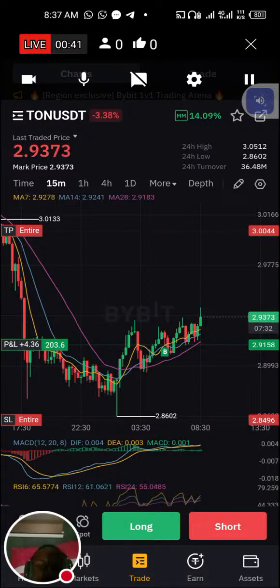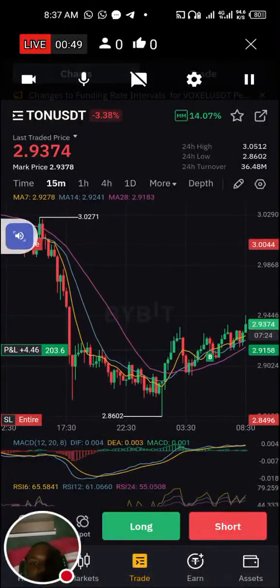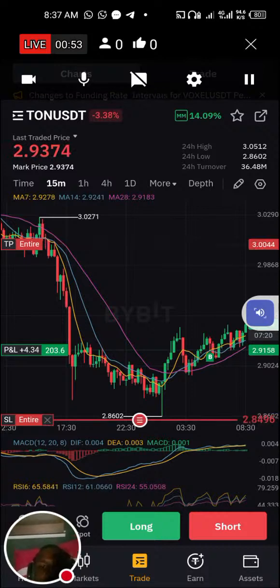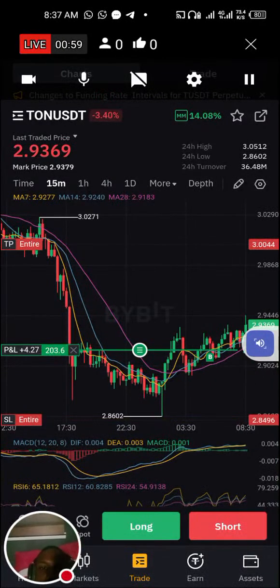We believe that this coin is going to hit TP. You can see right here, this is our TP, right? This is our TP right here. This is our stop loss right here, right? And this is my entry.